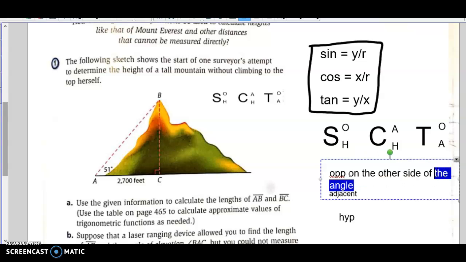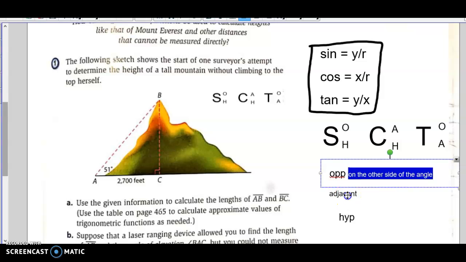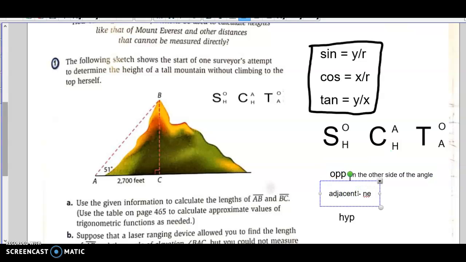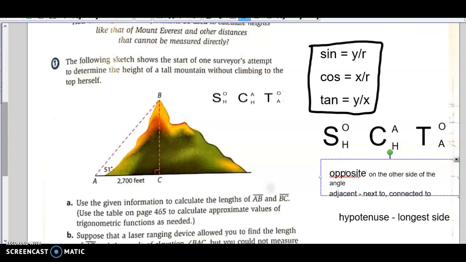All those O's are on the other side: opposite. Adjacent means next to, connected to. And hypotenuse is always your longest side of the triangle. Hypotenuse, opposite. Okay? So those are our three sides of our triangle. We're going to label those in a second.